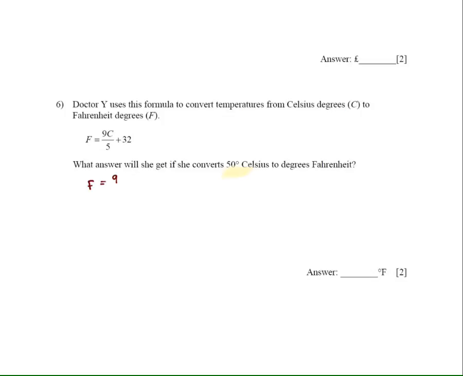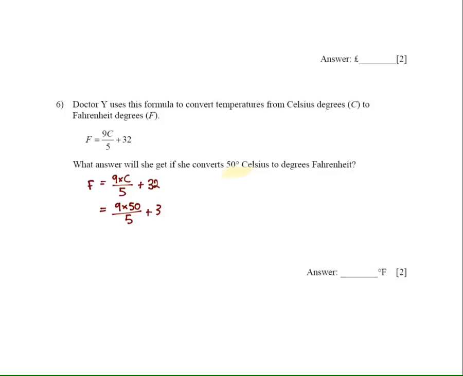That does not mean, and this was the mistake that most people made, they thought that 9C meant 9 degrees C. That's not true. It means 9 times C. It's an equation. Okay, so F is equal to 9 times C over 5 plus 32. So we're just going to be replacing C by 50. Okay, and then once we've replaced C by 50, we can start going through order of operations.